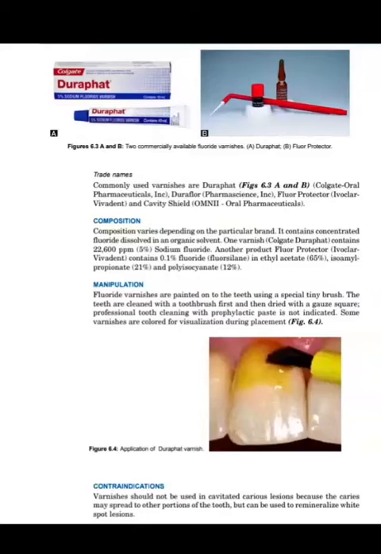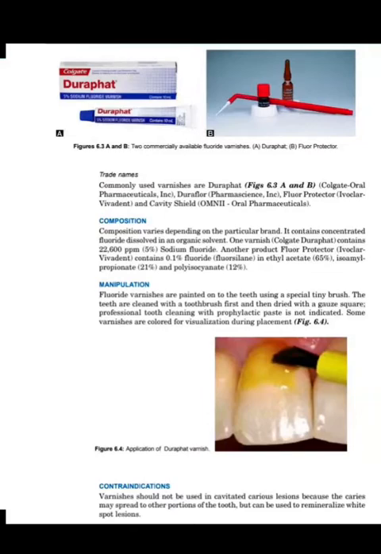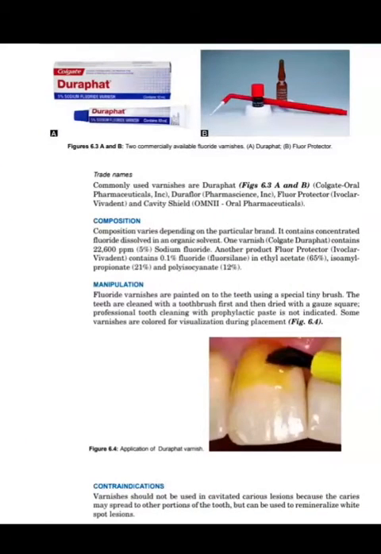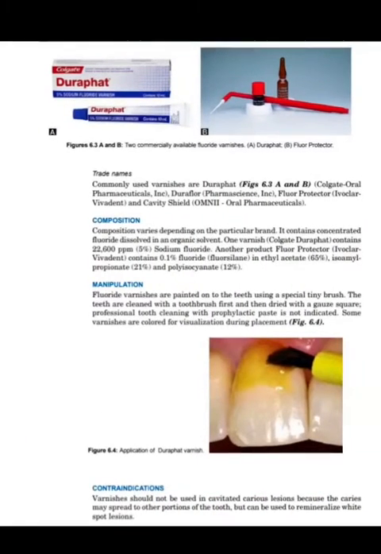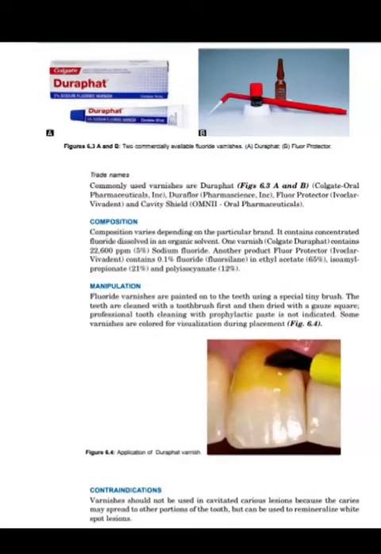So trade names are Duraflor, that is Colgate Oral Pharmaceutical, INEC, Durafluor, Fluor Protector, Cavity Shield. So these are the trade names of the fluoride releasing varnishes. So remember them. Composition varies depending on the particular brand.